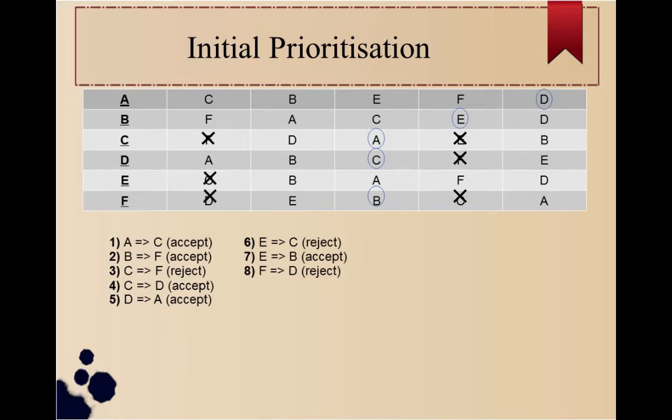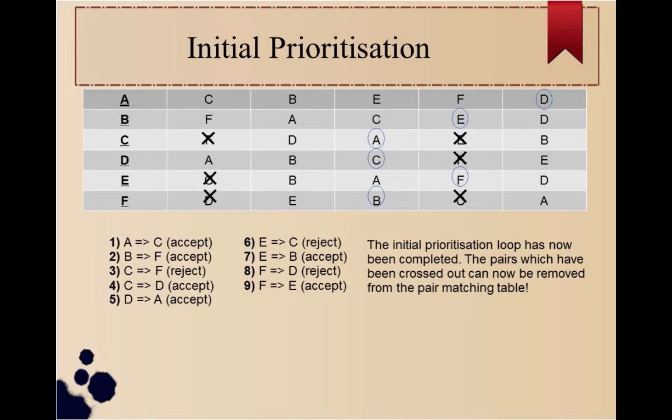Next up, it's F's turn. F proposes to D. However, D has already accepted a proposal from C, whom D prefers to F. Therefore, D rejects F's proposal. Next up, F proposes to E. E is currently unmatched, so E accepts F's proposal.